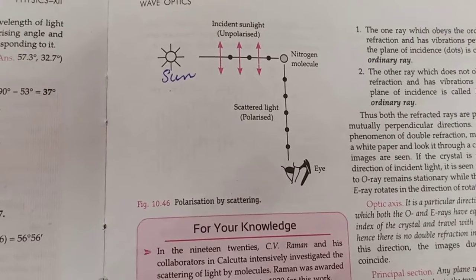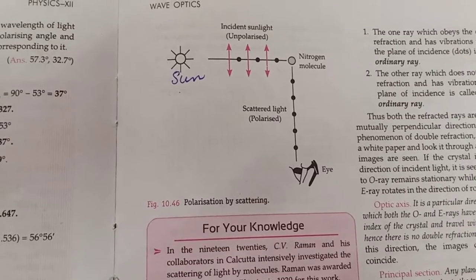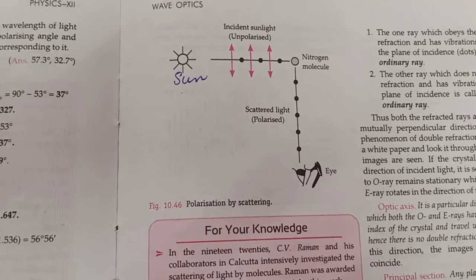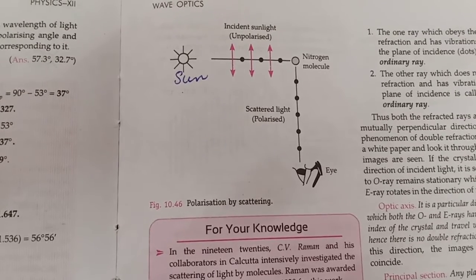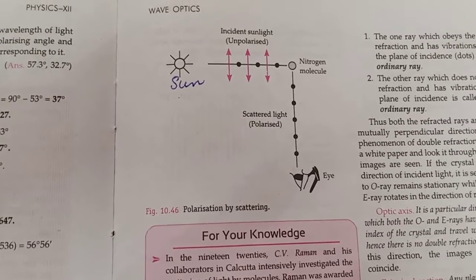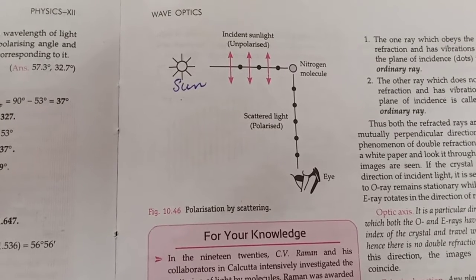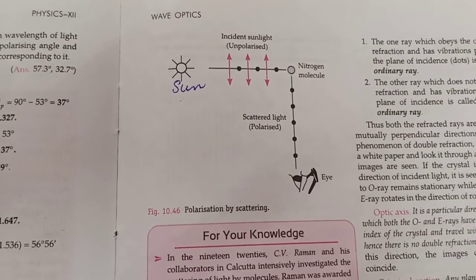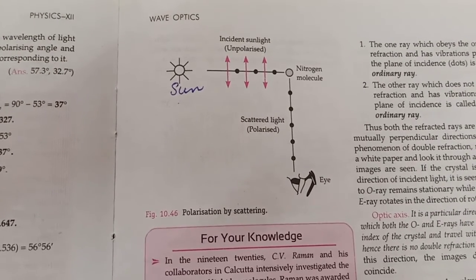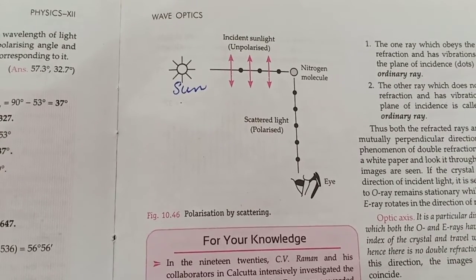So the light scattered by the molecule in this direction has only dots, meaning only those vibrations are permitted which are perpendicular to the plane of the paper, and those vibrations which are parallel to the plane of paper are not permitted by the molecules. So this is all about polarization by scattering.